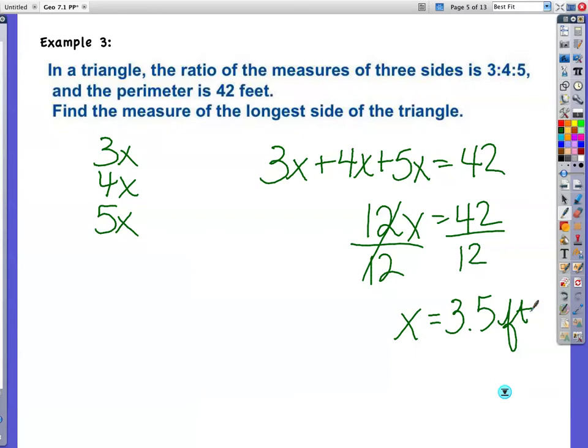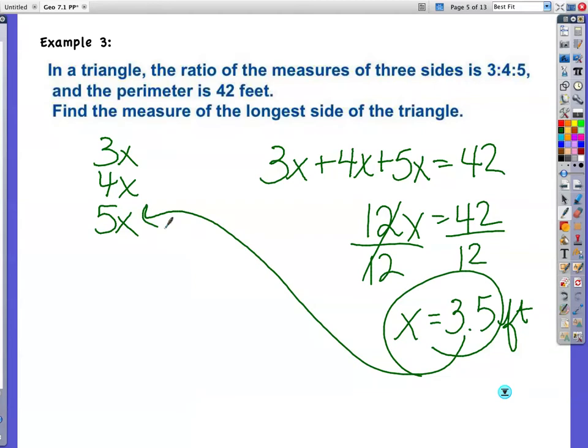Find the measure of the longest side of the triangle. So I'm going to put 3.5 in for x and then take it times 5. So I'm going to have 15 and then another 1.5, so this should be 16.5 feet.